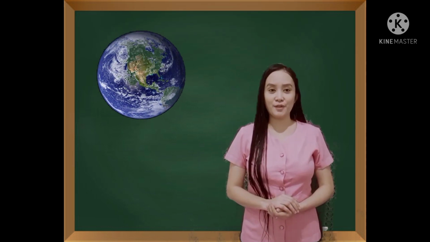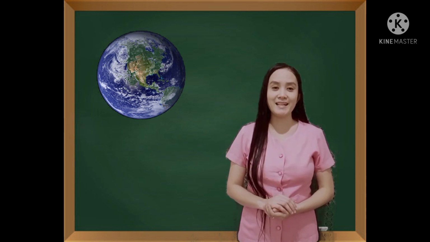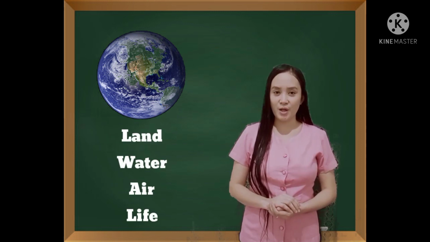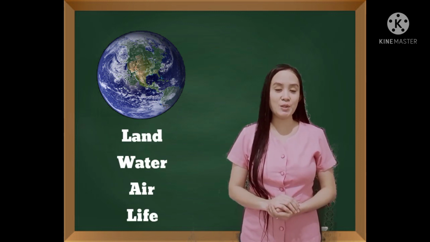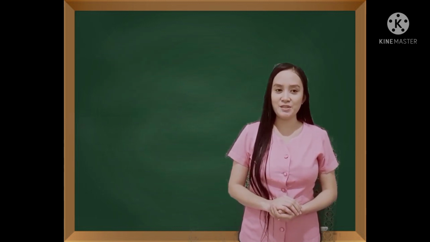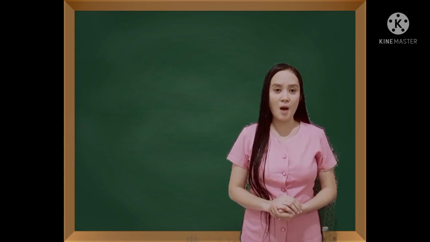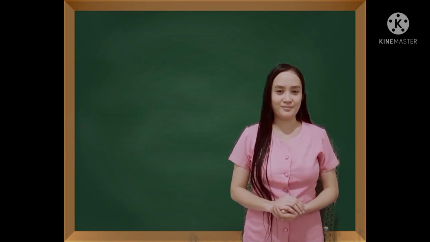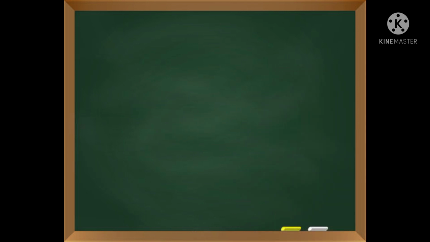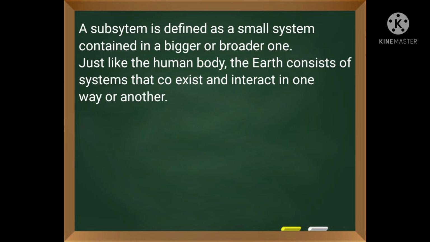In your study of Earth, you found out that our planet is dynamic, and each part of the Earth, land, water, air, and life, are interconnected and continuously interact with one another. The interconnected parts that form a complex whole define a system. The interacting parts in the Earth's system are called subsystems. A subsystem is defined as a small system contained in a bigger or broader one.